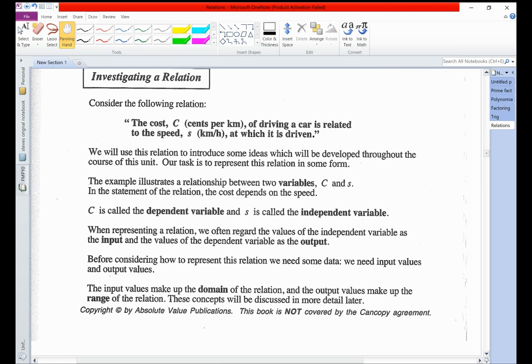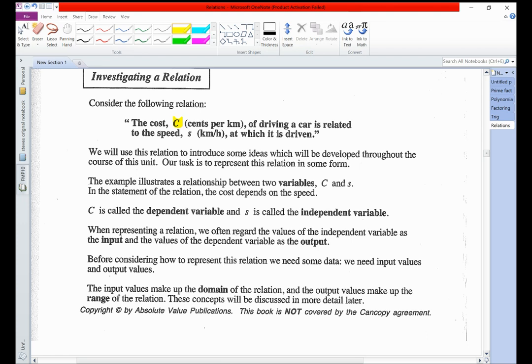So it says here, investigating a relation. Consider the following relation. The cost, C, in cents per kilometer, of driving a car is related to speed, S, in kilometers an hour, at which it's driven. So we know the cost of driving a car is related to the speed. Certain cars at certain speeds will use more gas, is essentially what they're looking at. So if you're driving on the highway at 120 kilometers an hour, you're going to burn a lot more gas than if you're sitting at about 100.